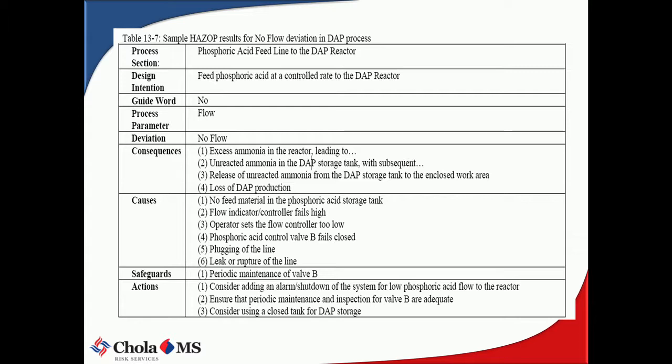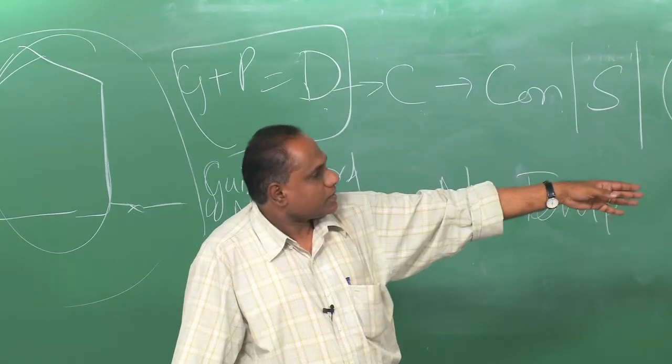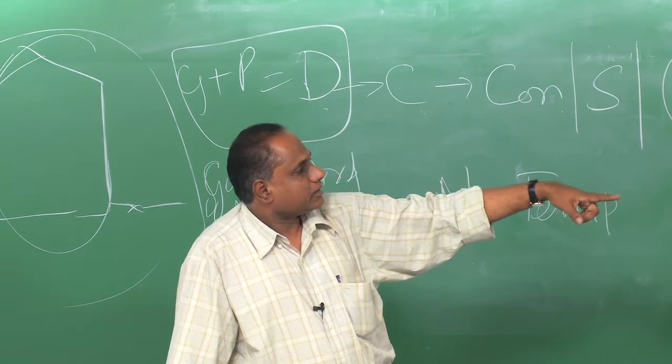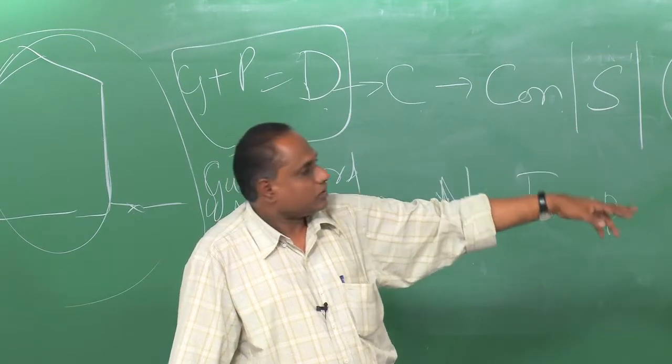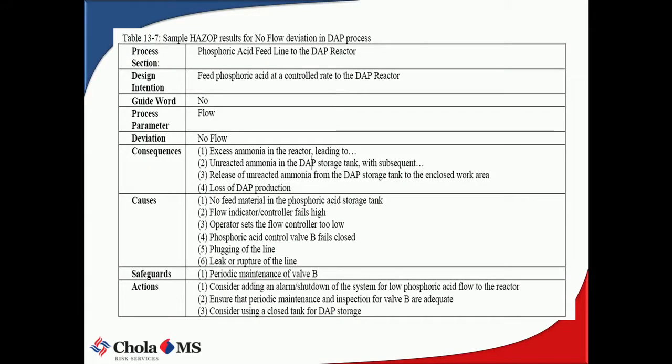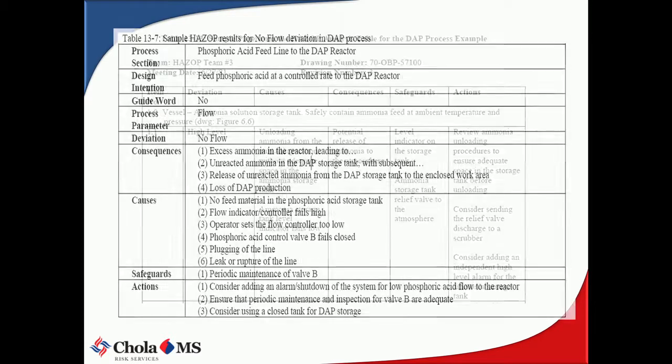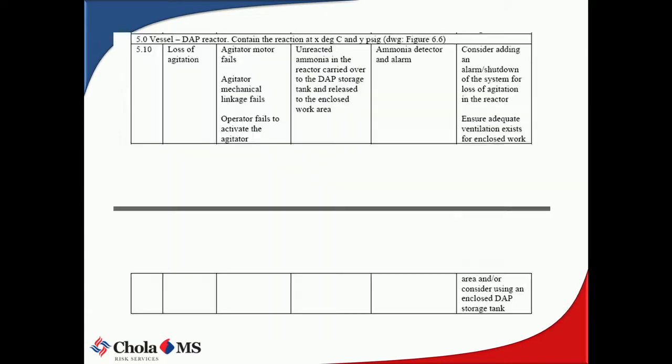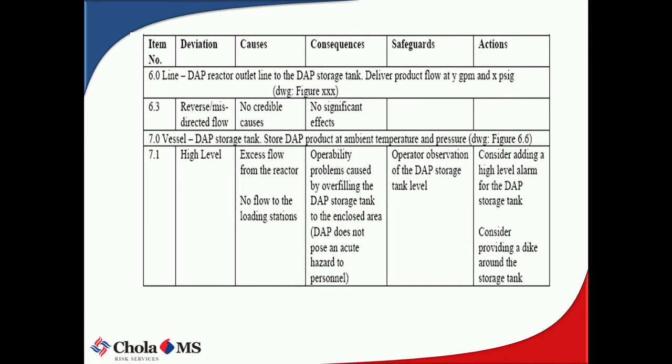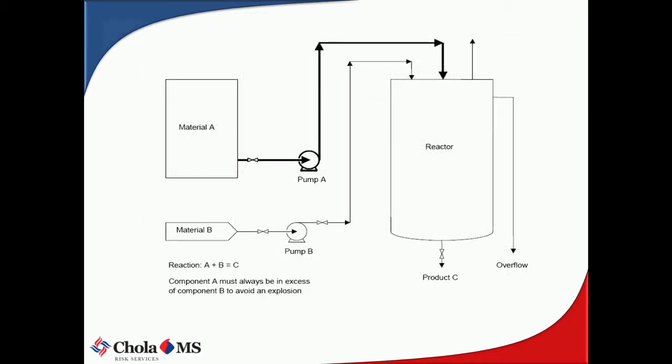So these are like what you discussed. These are the causes. The consequence can be, say, excess ammonia in the reactor leading to toxic release. So those are the consequences. Safeguards are periodic maintenance of the valve, and actions like we can suggest a level indicator or something like that. So these are just basic examples. I've given you a lot of examples to go through also.